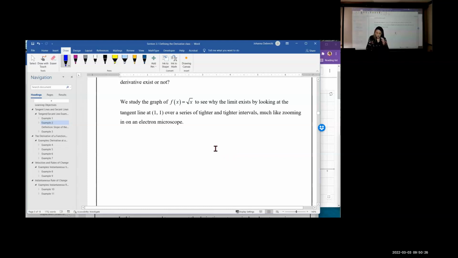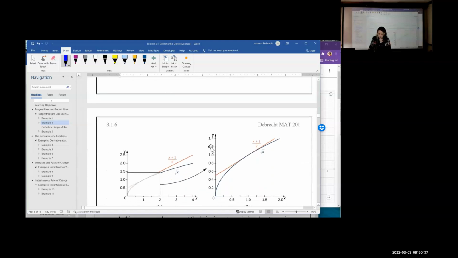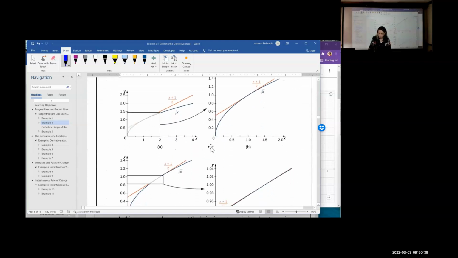Let's take a look now at the tangent line on a particular graph over a series of tighter and tighter intervals. This is going to be like zooming in with an electron microscope, okay? We're talking about zooming in super, super, super close. So we're looking at the square root function, which basically is like the upper arm of someone doing the American crawl, right? You know, where they come like this. So this motion right here, that's pretty much what the square root function does.